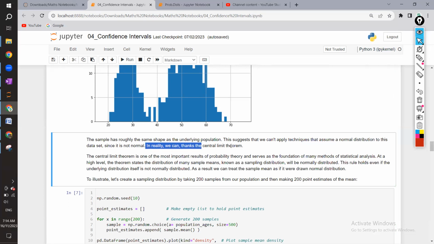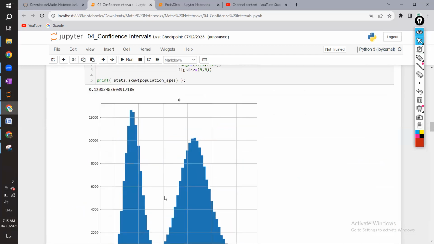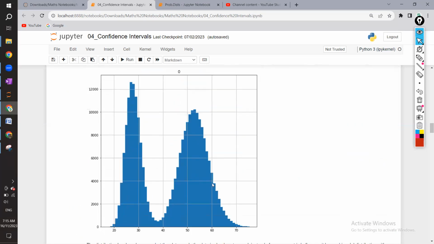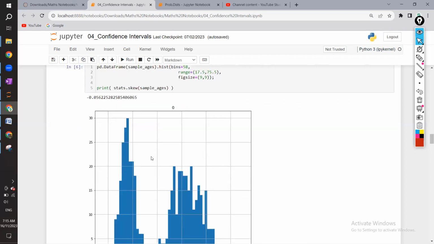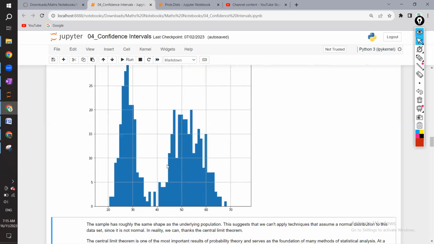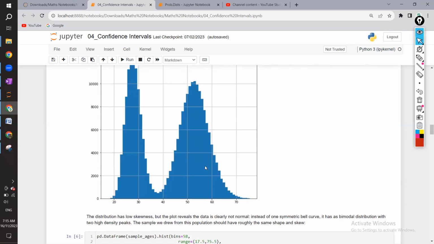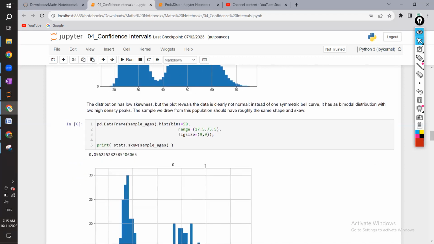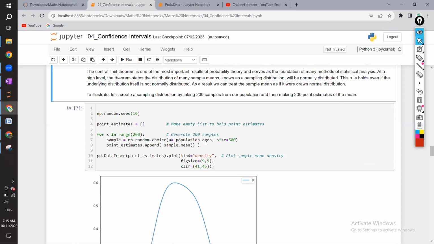In reality, we can thank the central limit theorem. So it is saying if you take a single sample from this population, we took one single sample of 500, and if you plot it, it will again be similar to the original population distribution only. Then we cannot apply normal distribution properties.